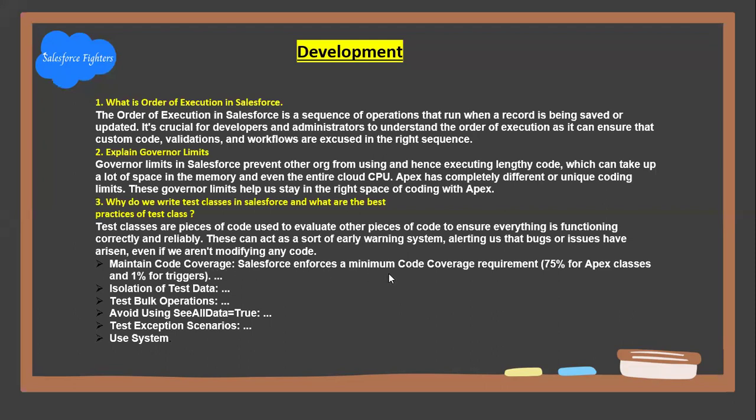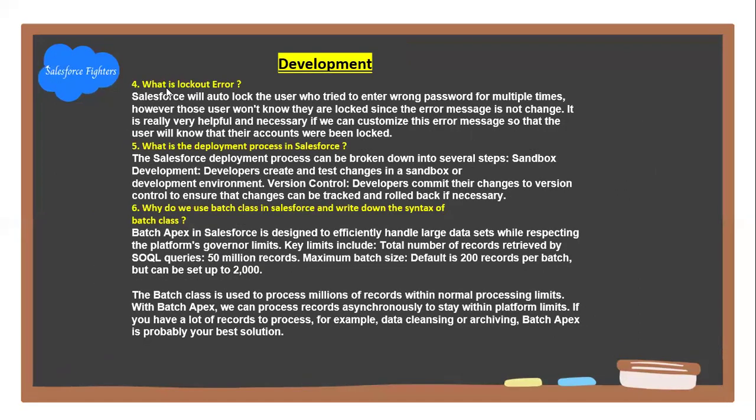Salesforce enforces a minimum code coverage requirement of 75% for the Apex classes and 1% for the triggers. Avoid using See All Data = true in tests, and test bulk operations using the System execution. Next question: what is the lockout?